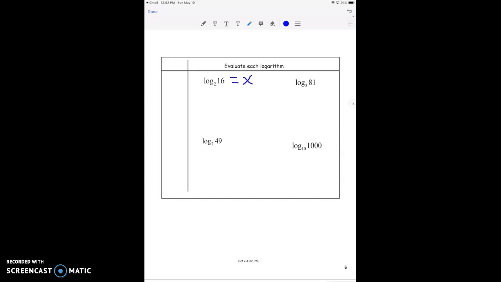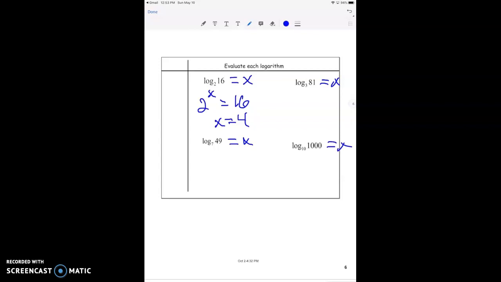This is kind of tedious, but for all of these, our first step is to set equal to x. Then we go ahead and solve. I have 2 as my b, x is x, y is 16. And then I have to figure out, 2 to what power gives me 16? Well, that is 4.